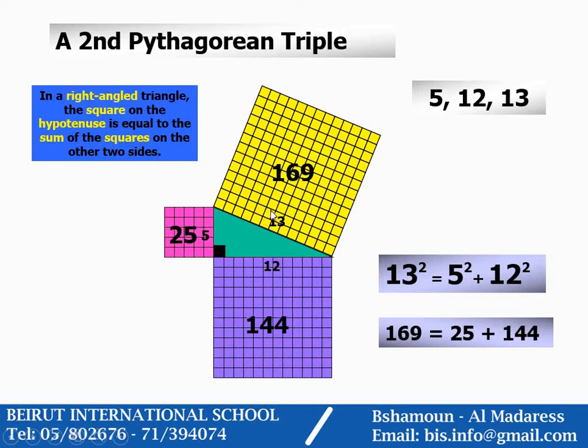Applying the Pythagorean theorem, you find that 25 plus 144 is 169. So 169 is enough to be filled with 25 plus 144. And the Pythagorean theorem works here in this triangle because this triangle is a right triangle.